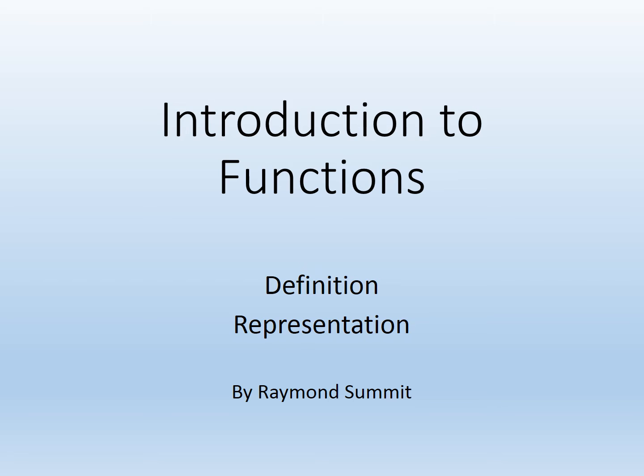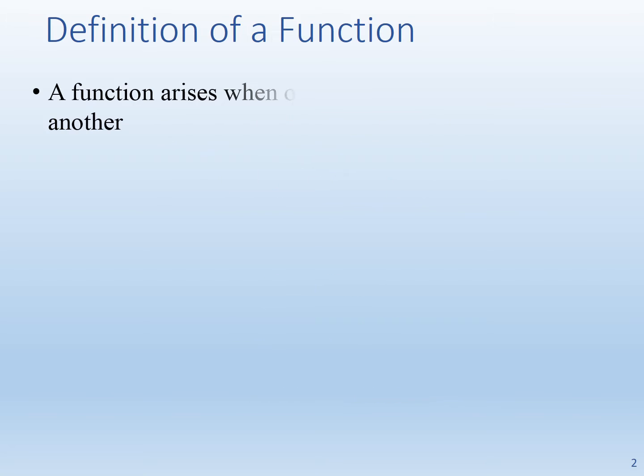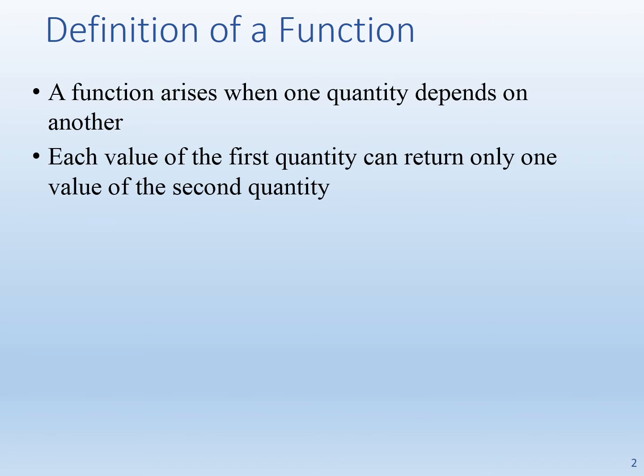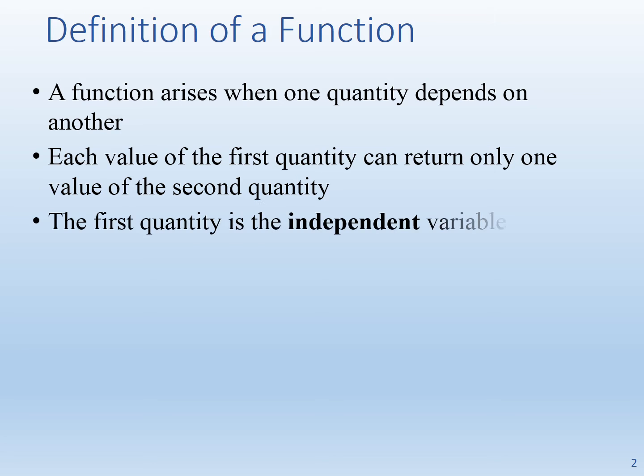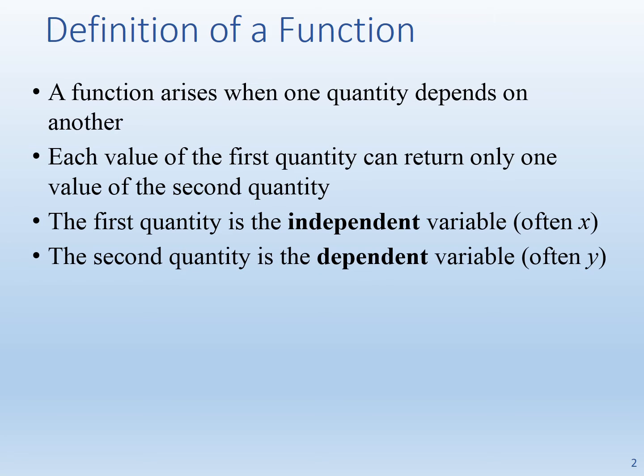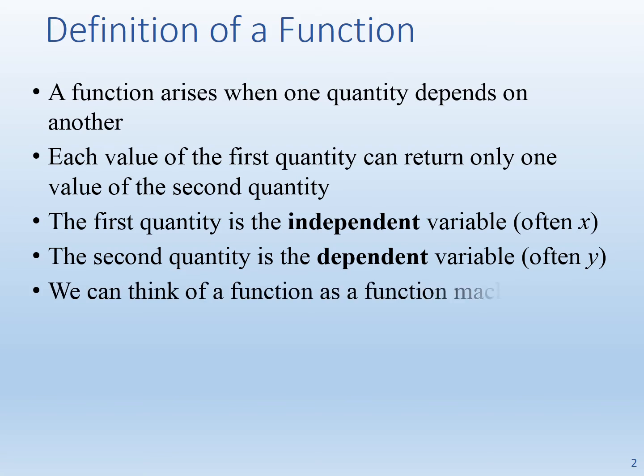Let's have a look at what we mean by a function and how we can represent functions. A function arises when one quantity depends on a second quantity. For each possible first value, we can only have one second value for a function. The first quantity is the independent variable. We usually use x for that. And the other quantity is the dependent variable. Very often y is used for that one.